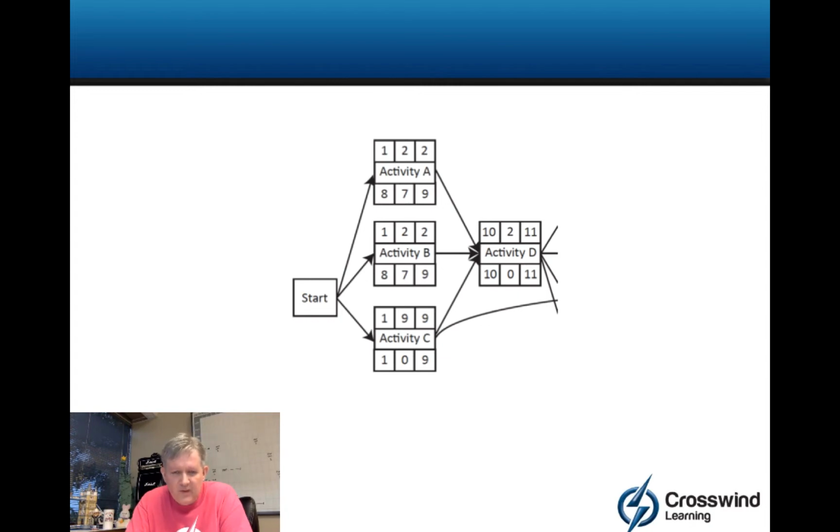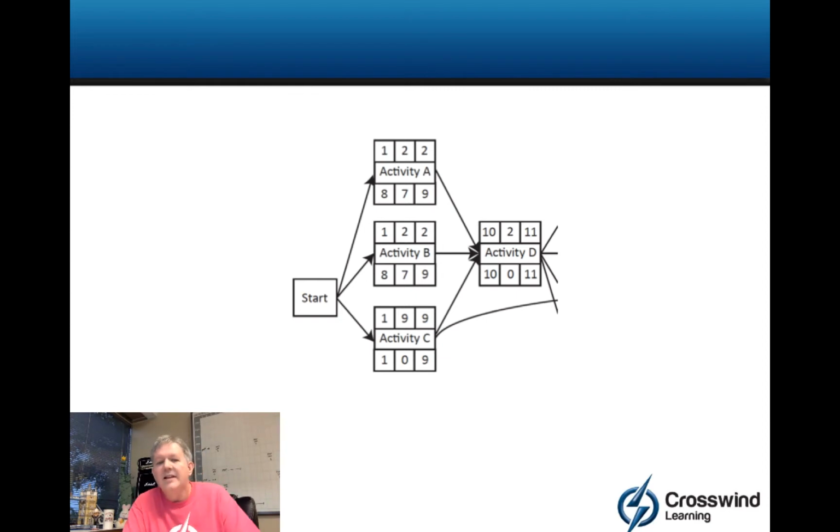So, if you will, the top right corner of A, B, and C, or any box for that matter, is the early finish day or date of the activity. So A, B, and C respectively, the earliest they could finish is day 2, day 2, and day 9, and that's because the middle top number is the duration. So A is 2 days long, thus the earliest it can finish is day 2. B is 2 days long, the earliest it can finish is day 2. C is 9 days long, the earliest it can finish is day 9.